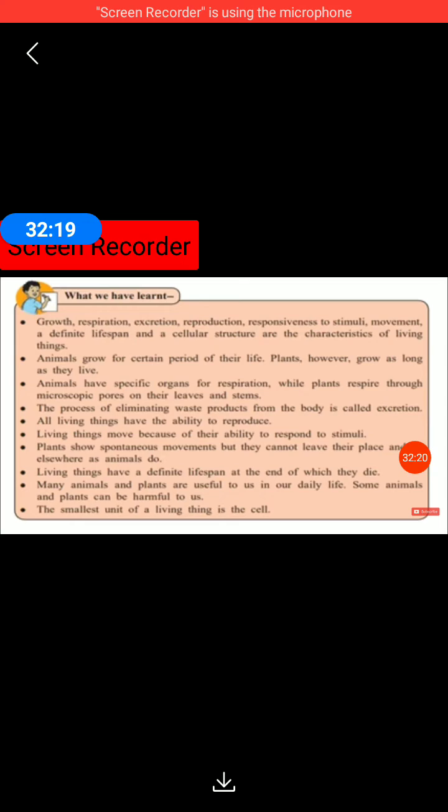Many animals and plants are useful to us in our daily life. Some animals and plants are also harmful to us. The smallest unit of a living thing is the cell. This is a very important point. The smallest unit of a living thing is a cell. So you can study it for your exam also. This can come in the fill in the blanks.